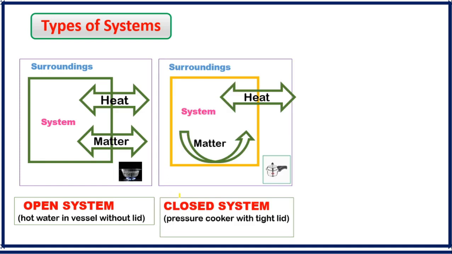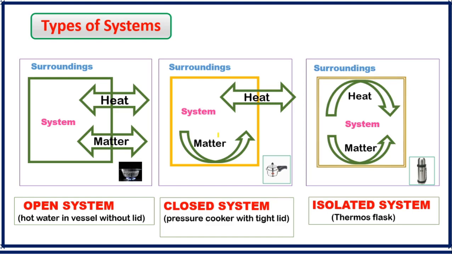And the second one is the closed system. Here closed system means only heat exchange takes place between the system and surroundings, but not matter. Matter will remain within the system itself. It cannot escape from the system to the surroundings. For example, a pressure cooker with a tight lid cannot exchange the matter present inside it with the surroundings, but only heat can be exchanged. Therefore, this can be taken as an example for a closed system.